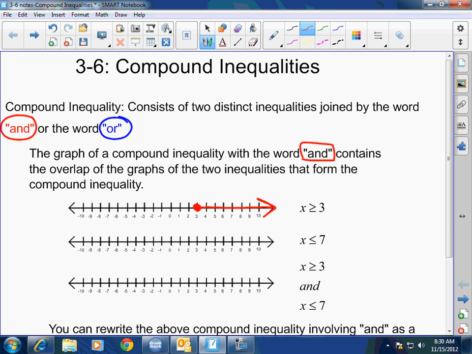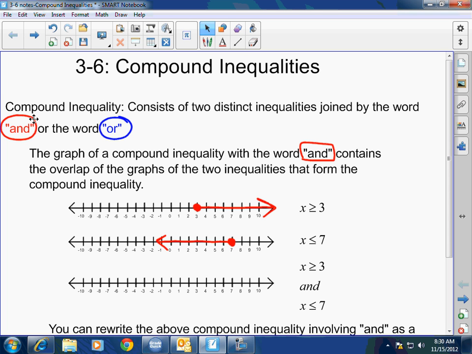Let's take the other individual inequality. X is less than or equal to 7. So, closed circle on the 7. And that's going this way. Does that make sense? Does that make sense, guys?